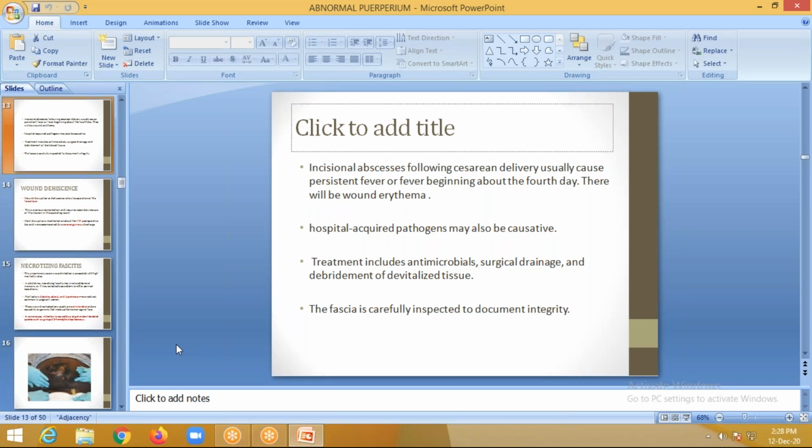Hospital-acquired pathogens may also be causative. Treatment includes antimicrobials, surgical drainage, and debridement of devitalized tissue. The patient is carefully inspected to document integrity. We have to first treat the infection and then go for surgical drainage and debridement. Without draining collected pus, there is no chance of healing of the wound. And we have to carefully check the fascia to document integrity.